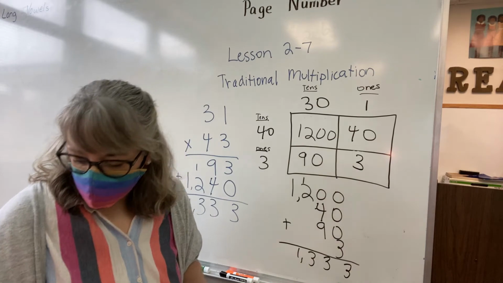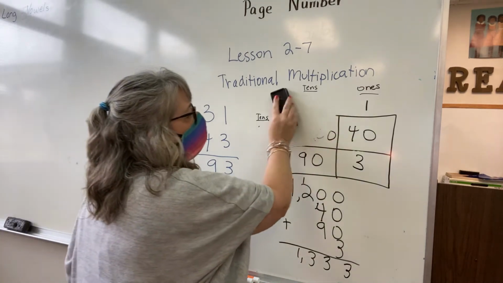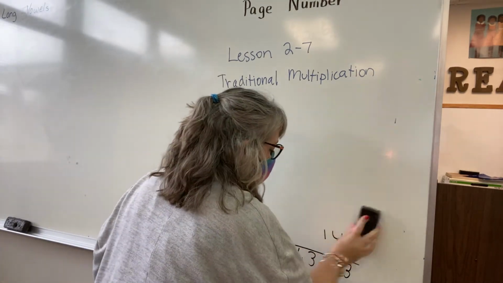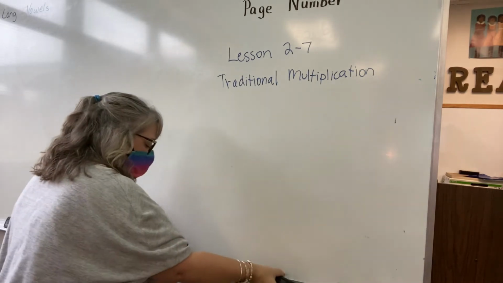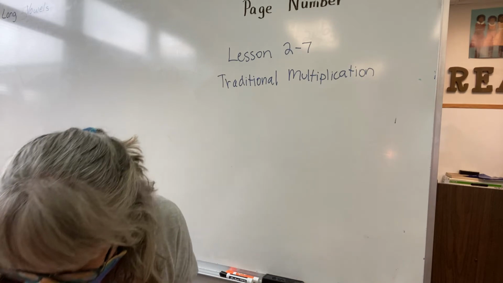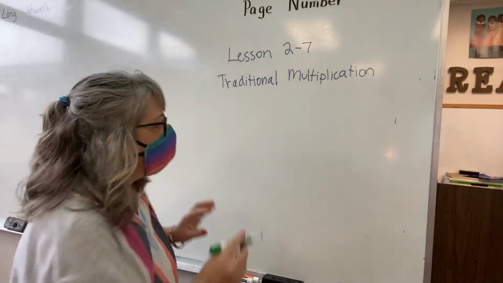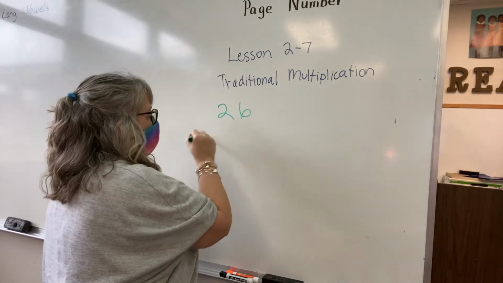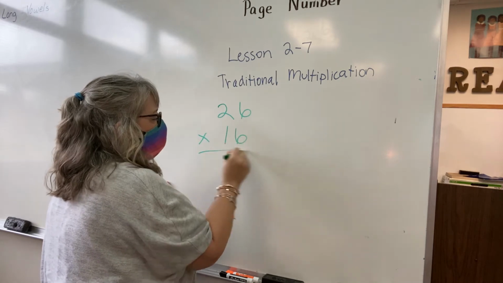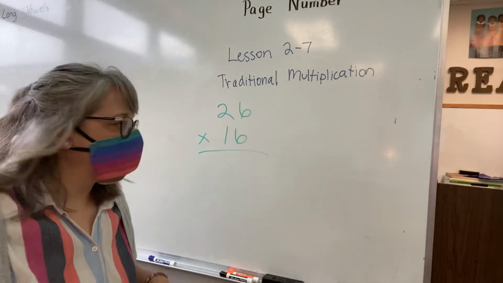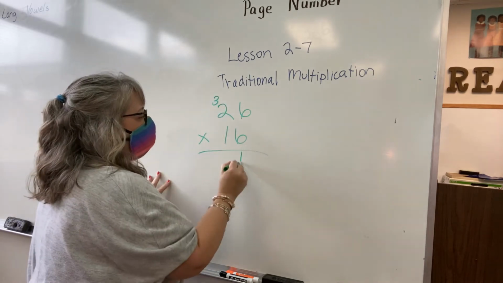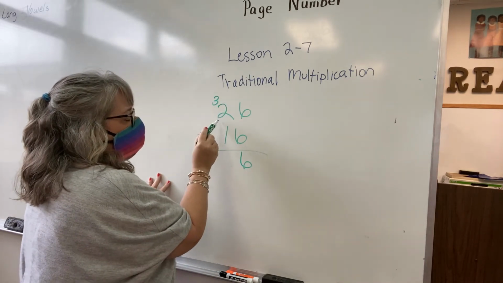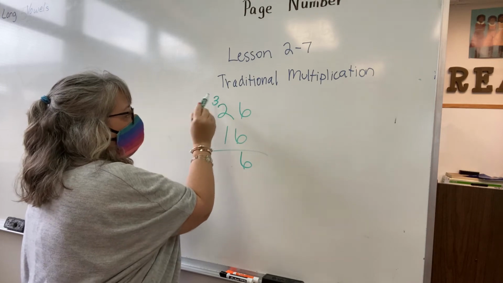All right, the next two, we're just going to do, well, I may have told a fib and I didn't know it. All right, 26 times 16. All right, old-fashioned. Let's go. 6 times 6 is 36. 6 times 2 is 12. 13, 14, 15.